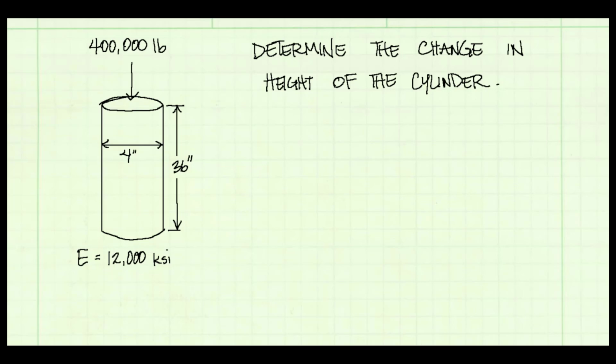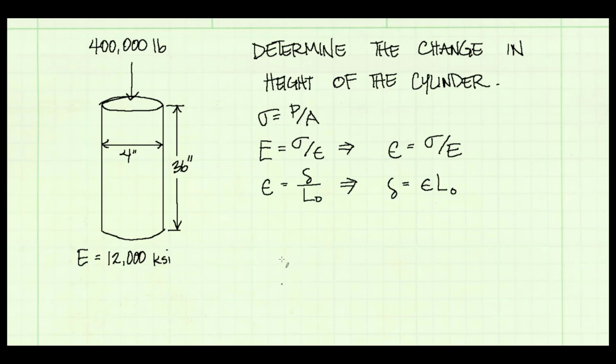Let me briefly talk through the steps to solving this problem. We know our load and we know the area, so we can calculate the normal stress in the cylinder. That's going to be equal to the force over the area. Next, we'll use Hooke's law. We'll rewrite it to solve for the longitudinal strain in the cylinder. That's the strain in the direction of the load. Then finally, we'll take our strain equation, which is equal to the change in length over the original length, and rewrite it to solve for the change in length. We'll have strain from the previous step, and we know L naught, that's 36 inches.